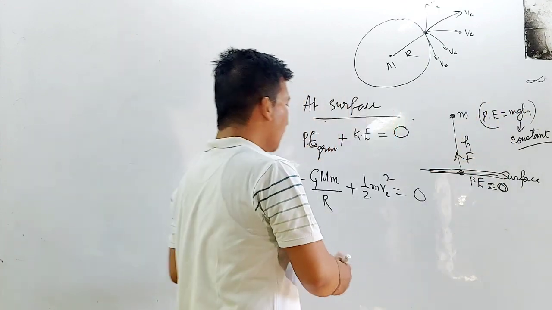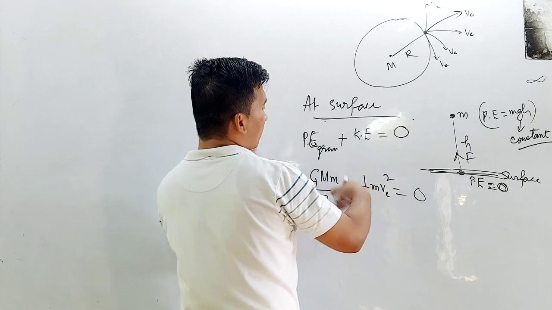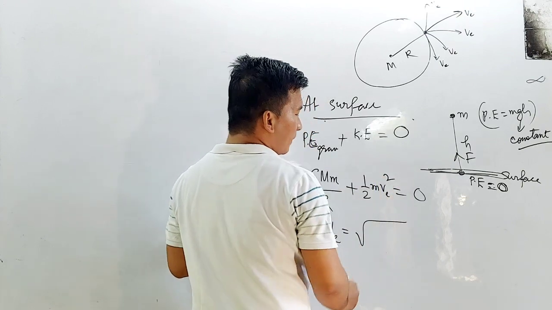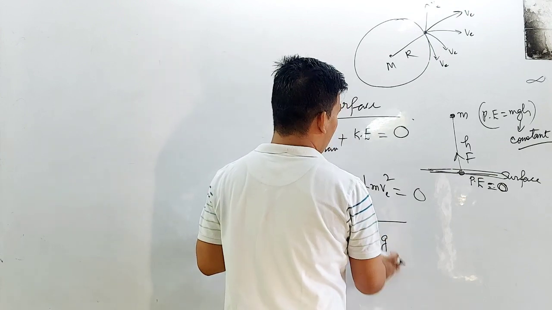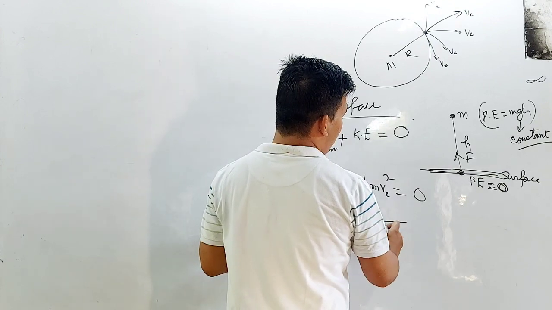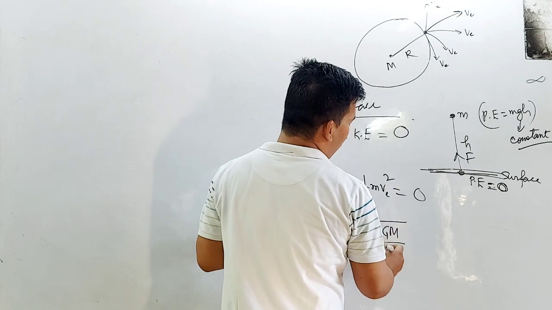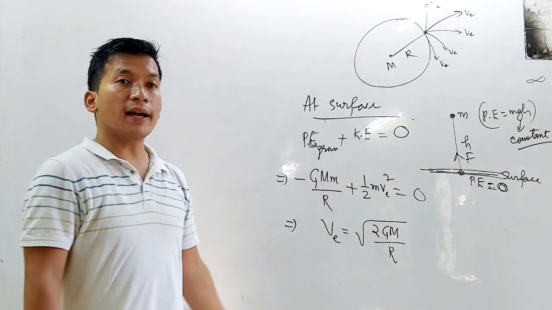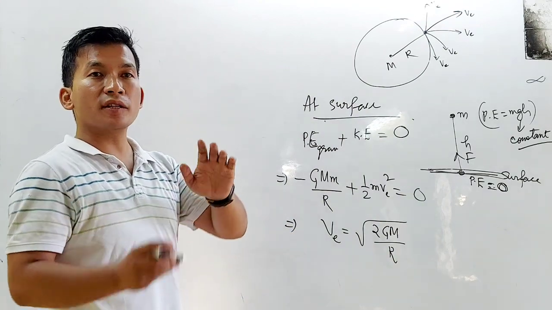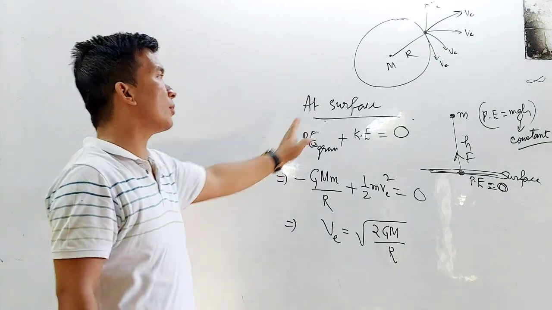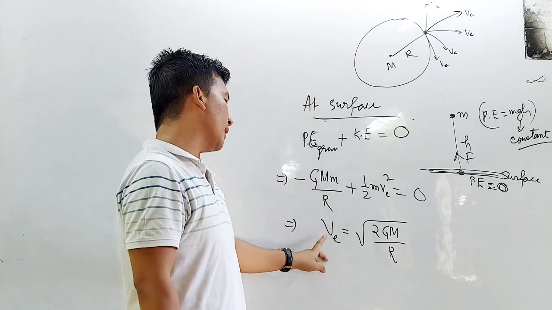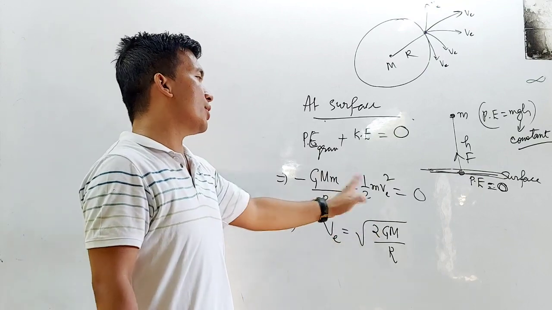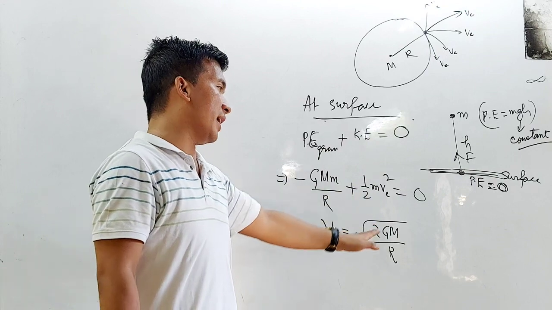Understood? Now very simple. After simplification, we get VE is equal to root over 2 times G capital M divided by R. So what is the expression of escape velocity from the surface of the earth? From the surface of the earth, your escape velocity will have this expression: root over 2GM divided by R.